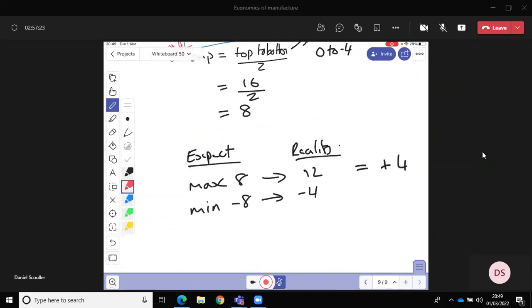So don't be scared to do a wee double check. We've got an amplitude of 8, so I'd expect a maximum of 8 or minimum of -8. But in reality, we're getting something different. What's the difference there? Well, we've moved those milestones up by 4. So what have we moved each of those milestones up by?